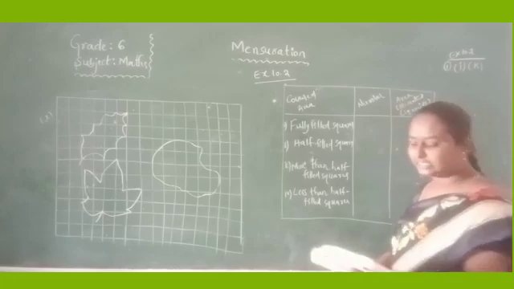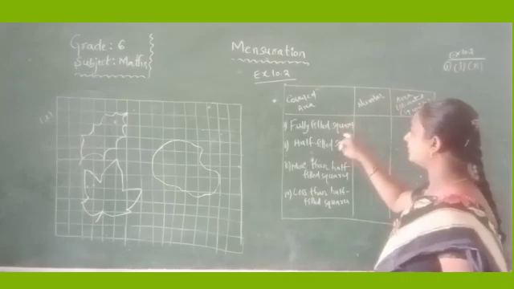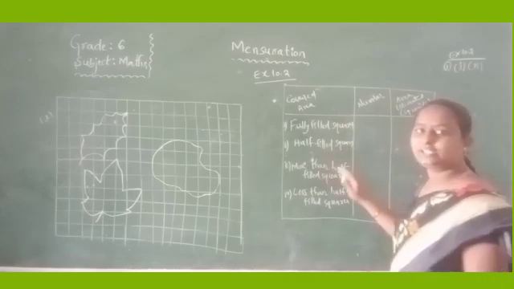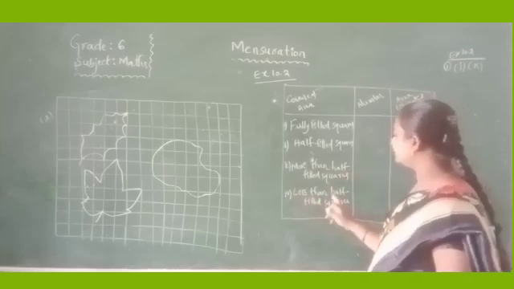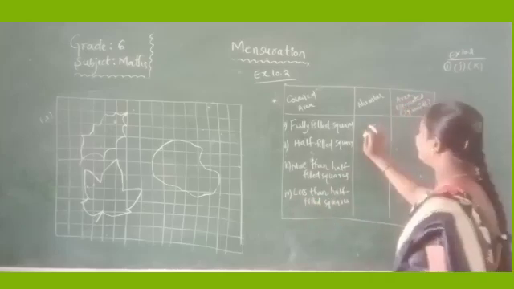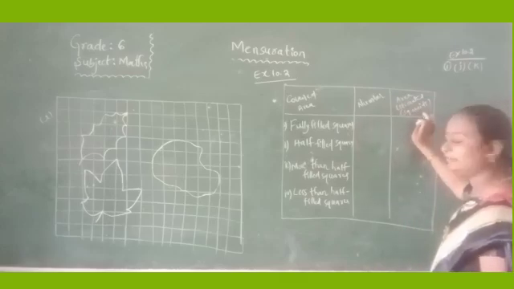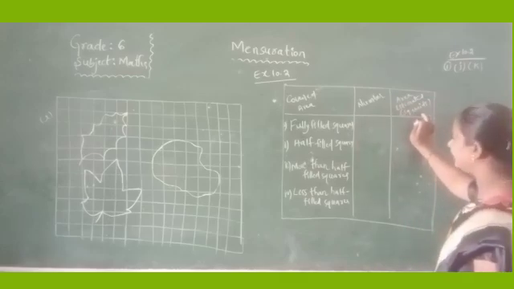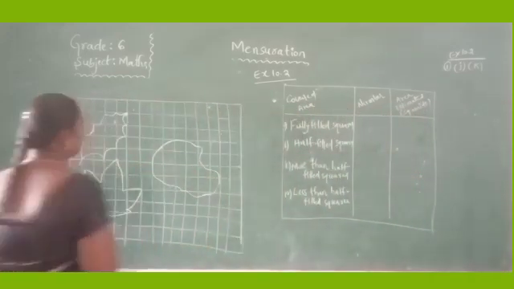Right. Now we will write here the number. How many full squares? How many half filled squares? How many more than half filled squares are there? Less than half filled squares. That number we write here, and finally we will find the area of that figure. Come to the figure. Right.